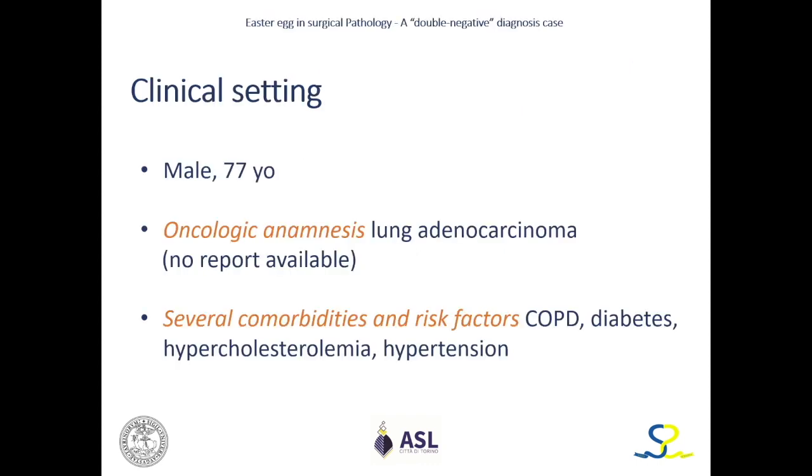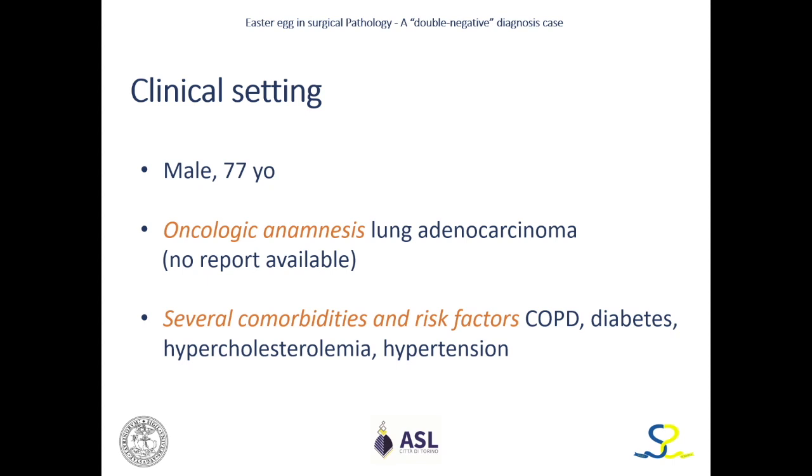Okay, the case regards a male patient, age 77, with an oncological anamnesis of lung adenocarcinoma. Unfortunately, the original report wasn't available and therefore we don't know the stage of diagnosis, but during a follow-up CT scan, a nodular area was identified in the gallbladder just beside the liver. The first hypothesis was of a carcinoma of the gallbladder, and so we underwent surgical treatment and removed the gallbladder together with part of the liver and the lymph nodes of the hepatic hilum as well for staging purposes.